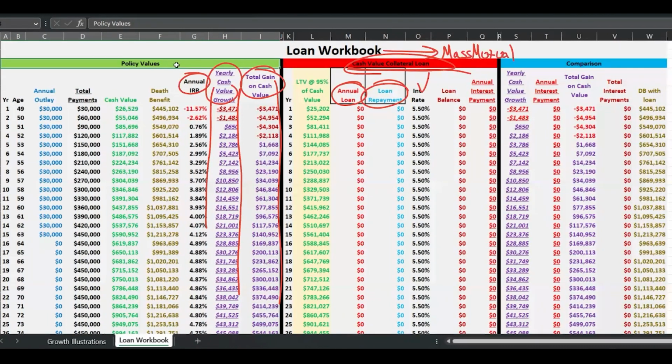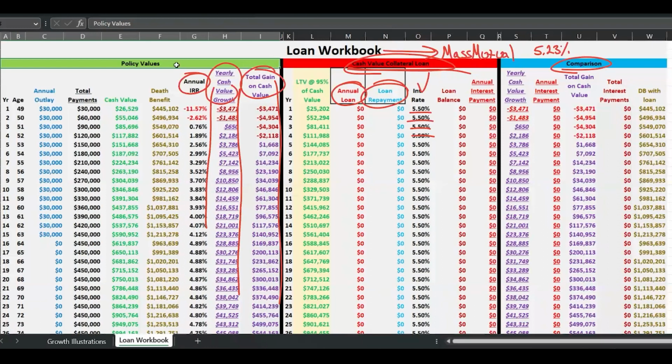MassMutual, as of the date of shooting this video in May 2023, has a loan interest rate a little over 5.2%. I believe it is 5.23%, their variable loan rate. So what I did was just round up a bit, to 5.5. That's going to change over time, most likely.